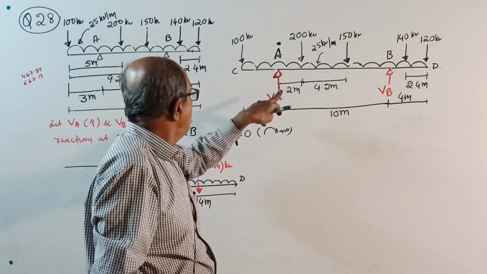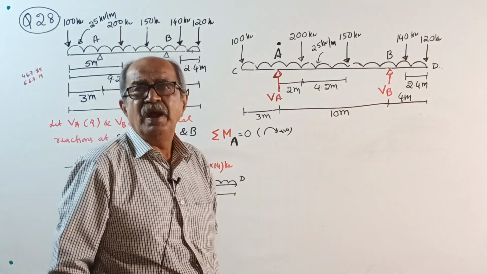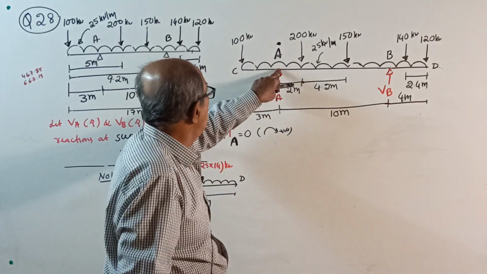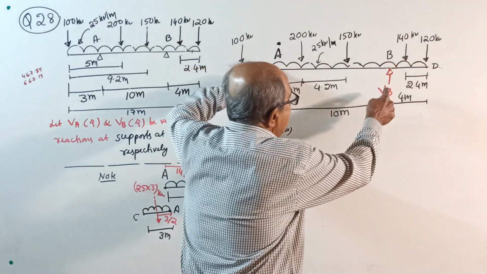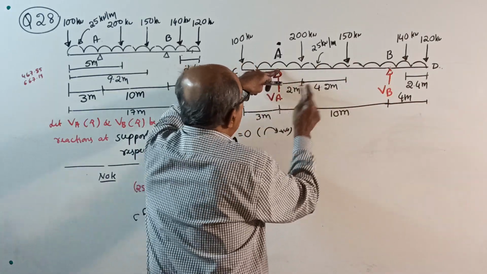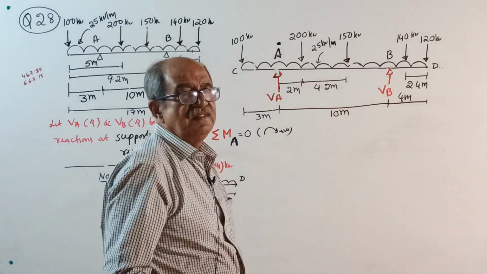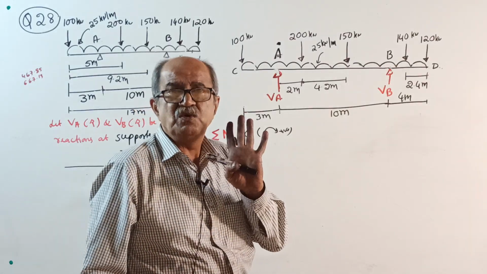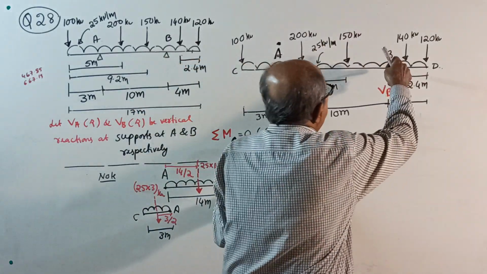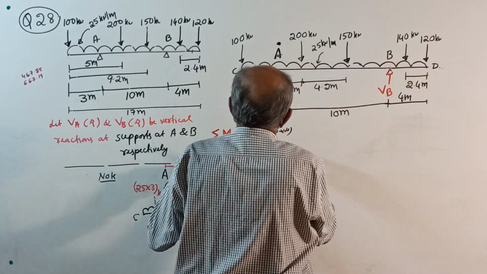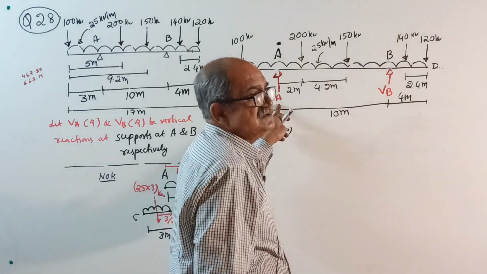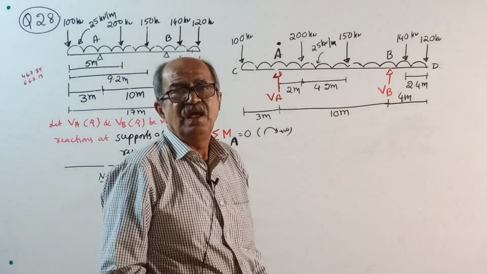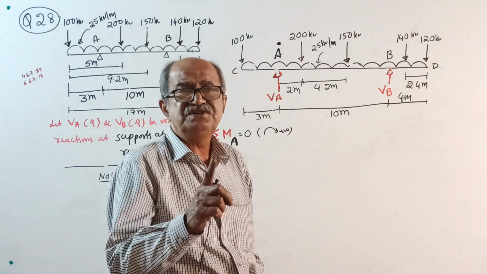Now, you can take moment about any point. I will solve first moment about A. We will get VB. Sigma V equals 0, we will get VA. Then, to understand this question better, I will take moment about B first. This is cancelled, then you will get VA first. Sigma V equals 0, you get VB. I will solve both of them systematically today.